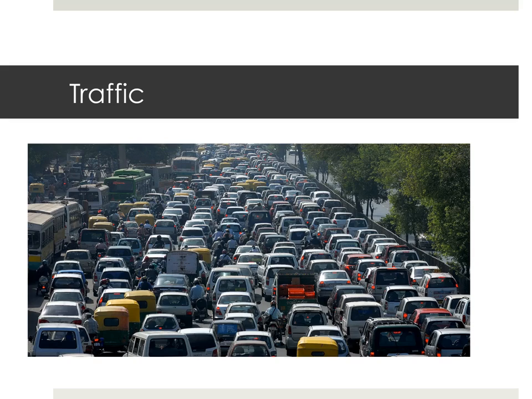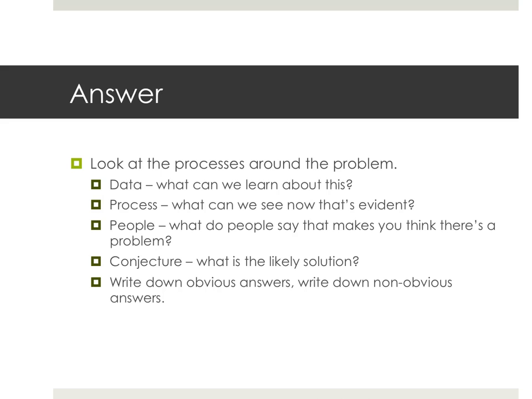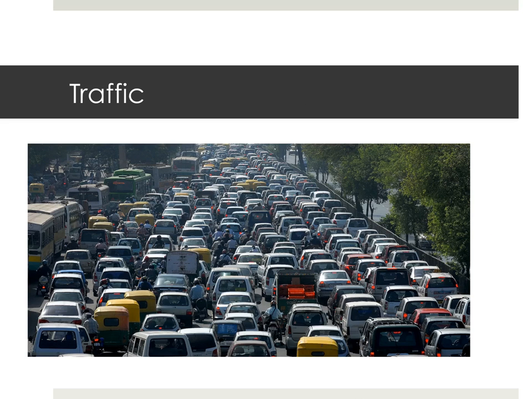Now, why does this exist? I want you to think about why does traffic exist. Remember what I said earlier. Look at the data, the process, the people, and conjecture what you think a likely solution is. If you're online, navigate to the wiki and write down what you think the problem is and what you think an effective solution might be.